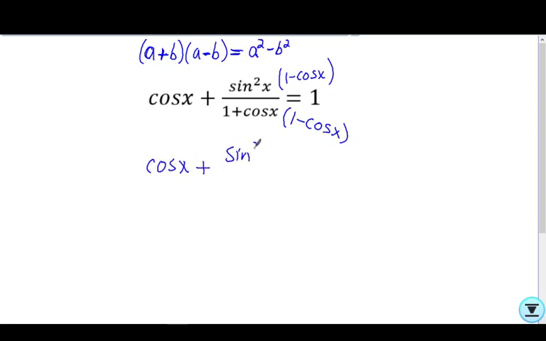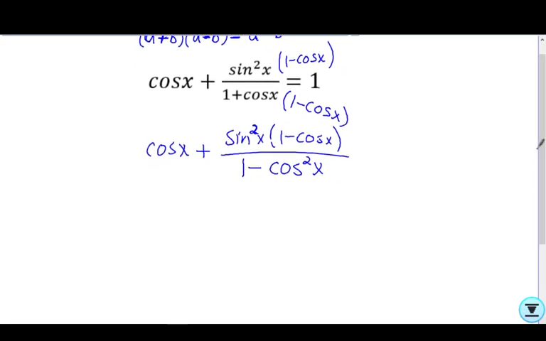I get sine squared x times 1 minus cosine squared x, and I'll show you why I did not multiply that sine squared in yet. And on the bottom, you get this. Okay? Now, when you see squared terms, you should look at your Pythagorean identities, and especially the bottom now, I have 1 minus cosine squared. And when we look at our Pythagorean identities, that is sine squared.